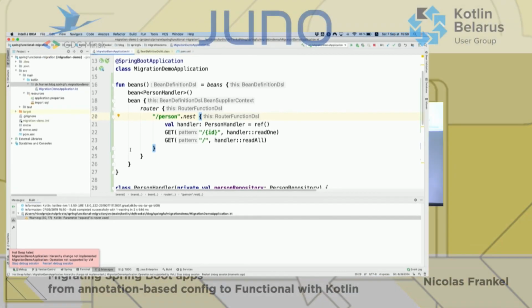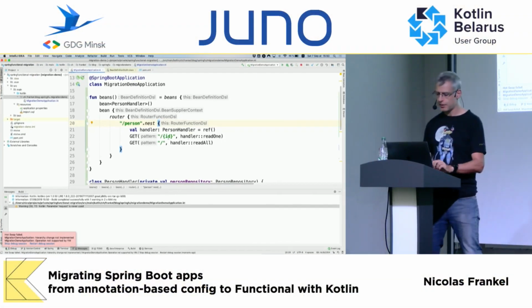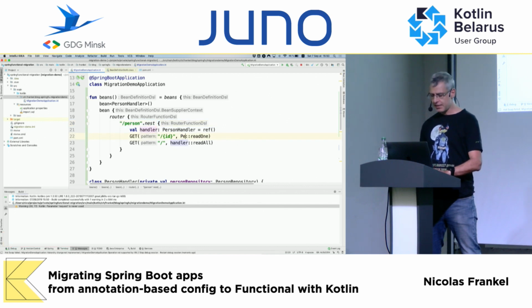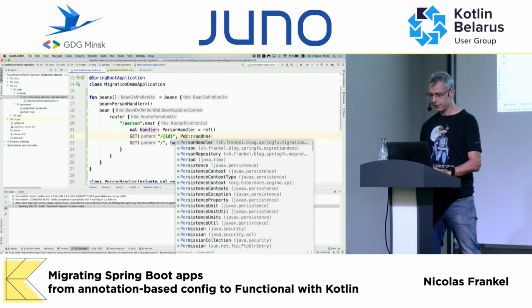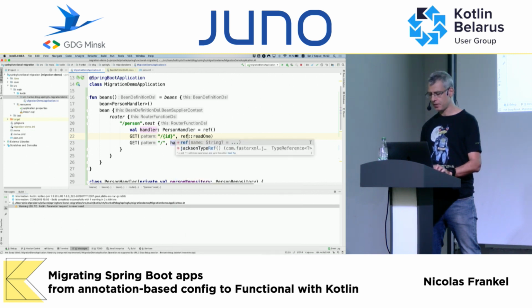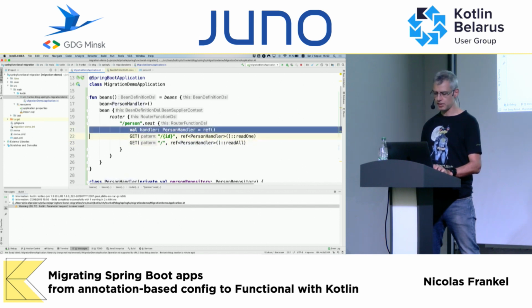Or we can try to be even smarter because we want to show off. And you can say here, I just want a ref of type person handler. It's a singleton, so I don't need to use it here.